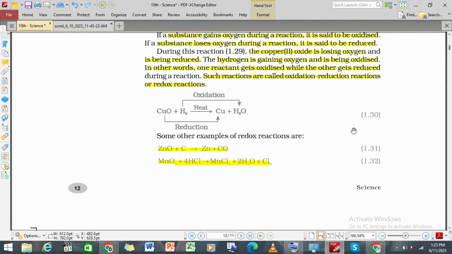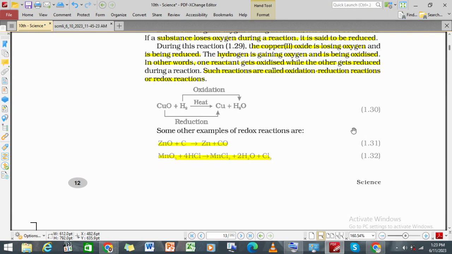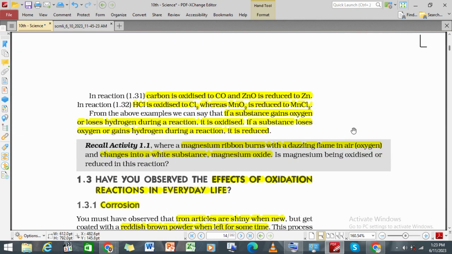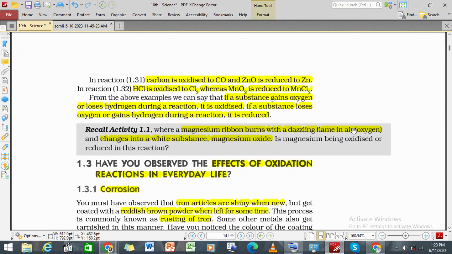Some examples of the redox reaction are ZnO plus C gives Zn plus CO. Here ZnO has been reduced to Zn and C has been oxidized to CO, carbon monoxide. Now MnO2 plus 4HCl, that is manganese oxide, when added with HCl, gives manganese chloride plus H2O plus Cl2. All right, the carbon is oxidized to CO and ZnO is reduced to Zn, and HCl is oxidized to Cl2, whereas MnO2 is reduced to MnCl2.